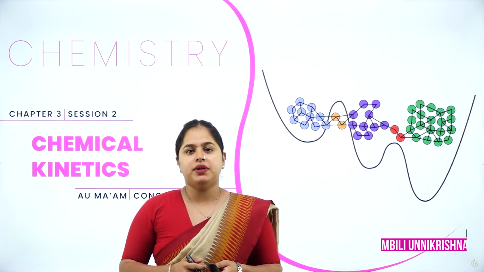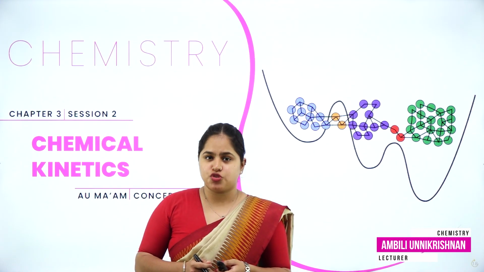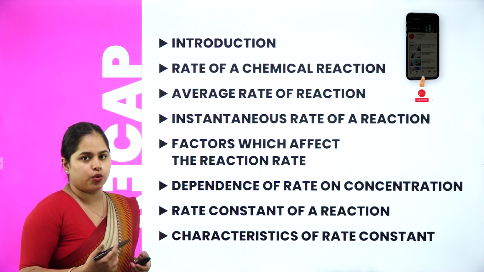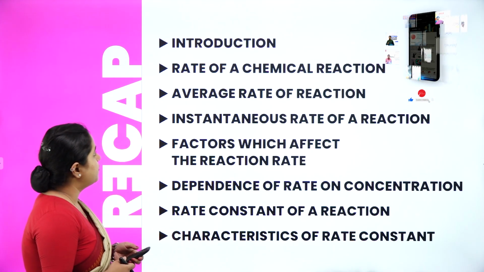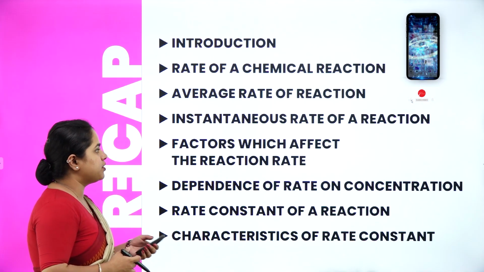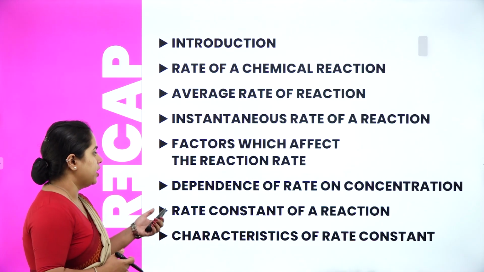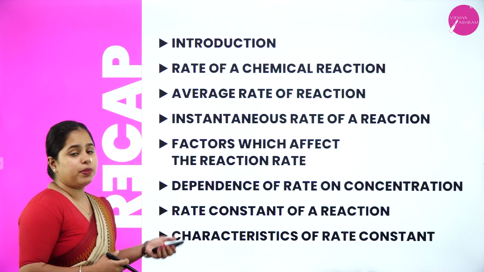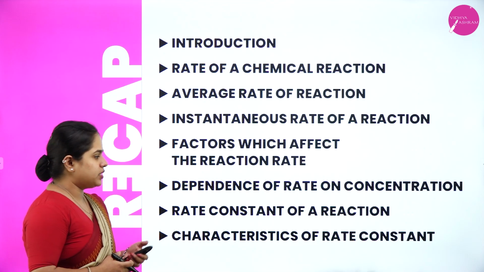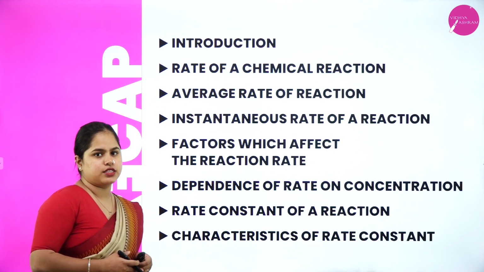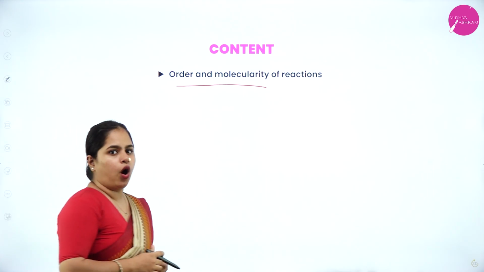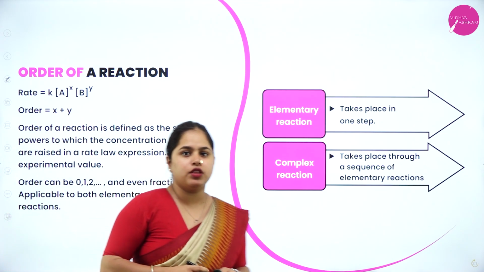Hello everyone, this is Ambali Unnikrishnan from the Department of Chemistry. So today I am back with session 2 of the chapter Chemical Kinetics. In the last session we studied what we are going to study under chemical kinetics, right? As well as what is rate of chemical reaction, what is average rate, what is instantaneous rate, as well as different factors which affect the rate of the reaction. How the rate of the reaction depends upon the concentration we studied using rate law or rate expression, right? Also, we studied what is rate constant of a reaction and the characteristics of rate constant. So, in today's session, we are going to study what is order and molecularity of reaction. Okay, so first let us begin with order of a reaction.